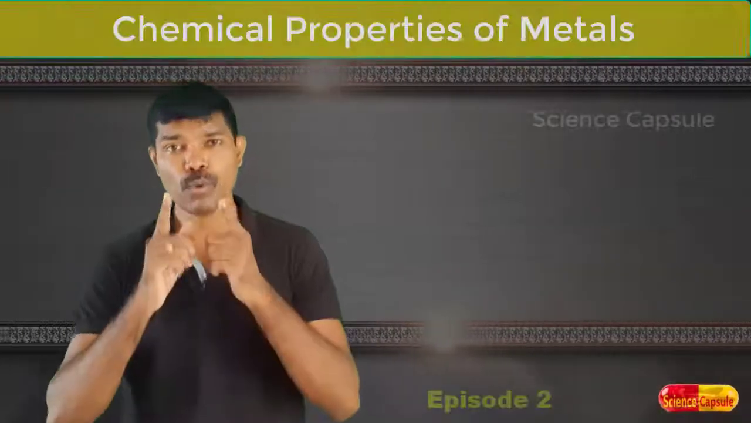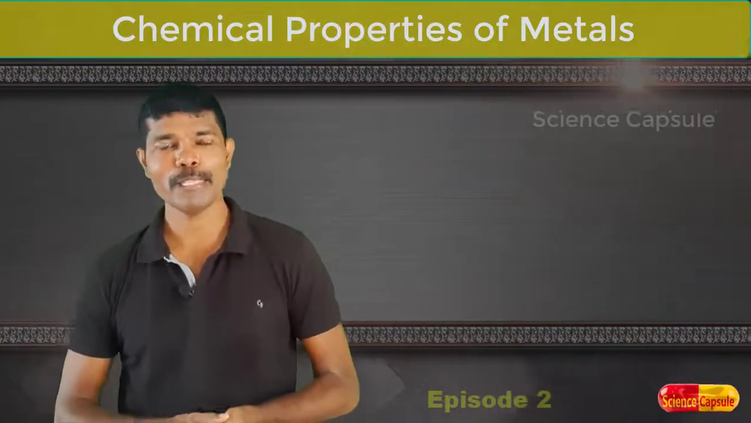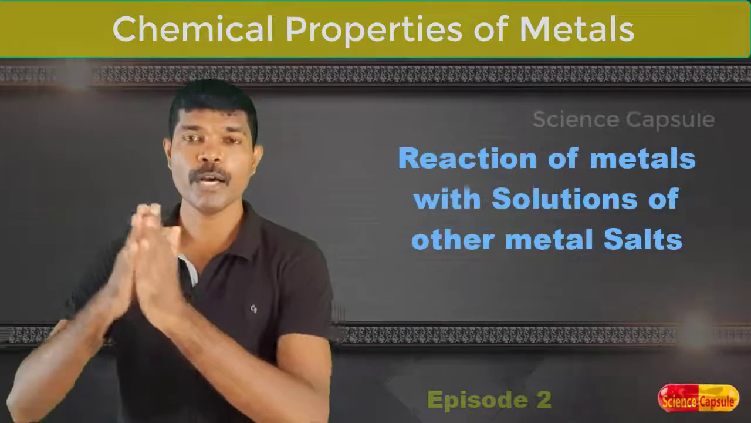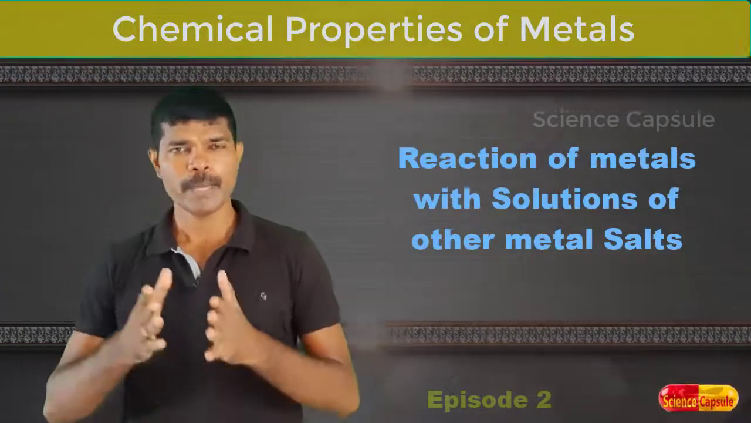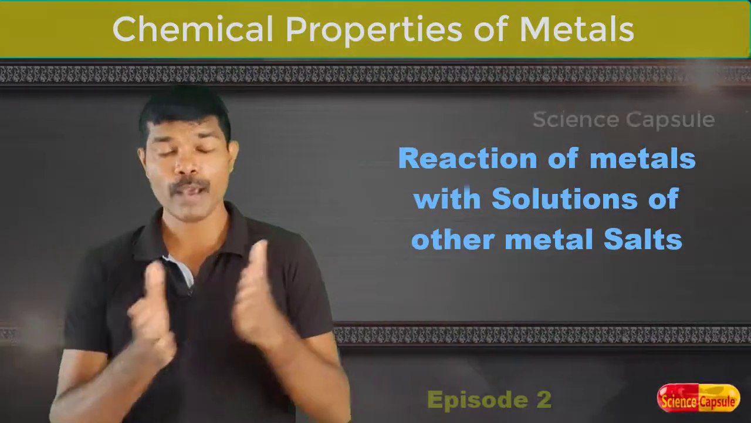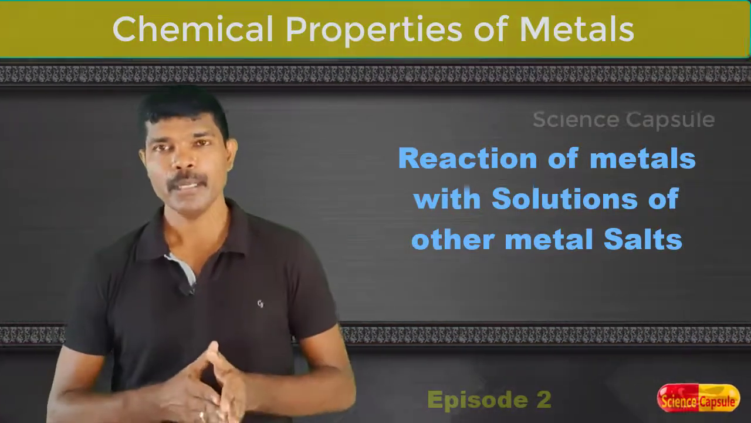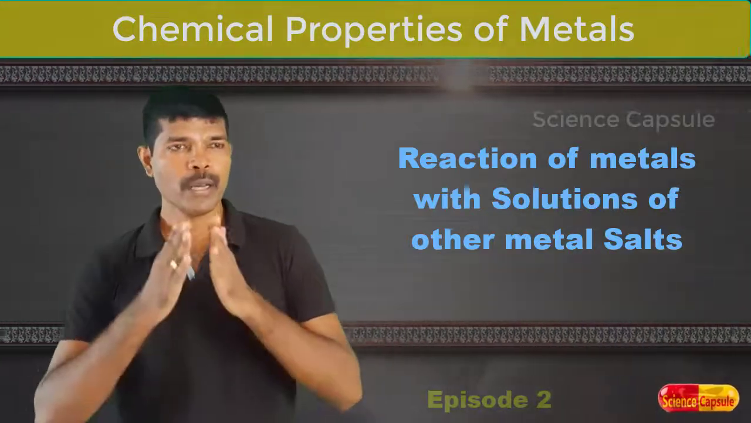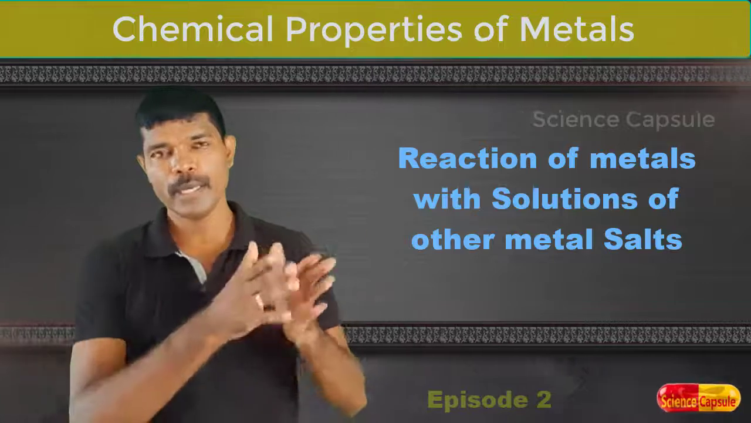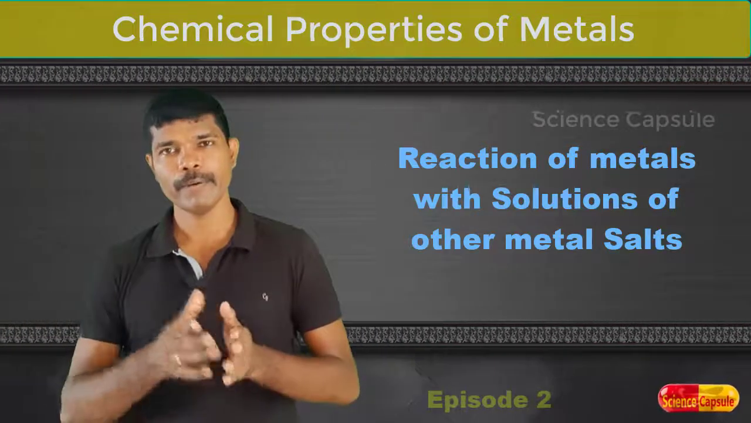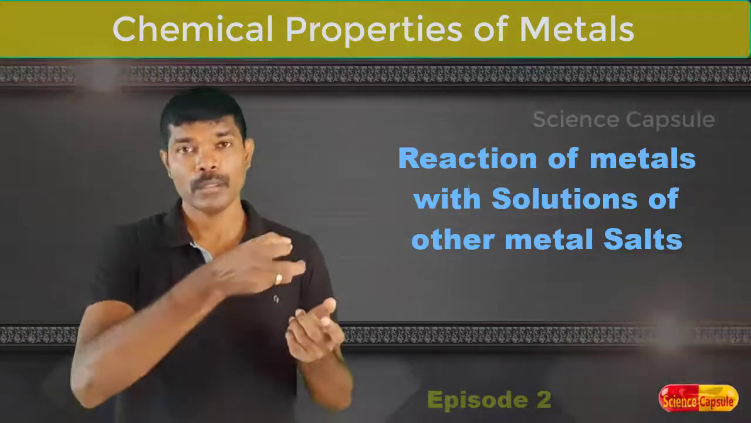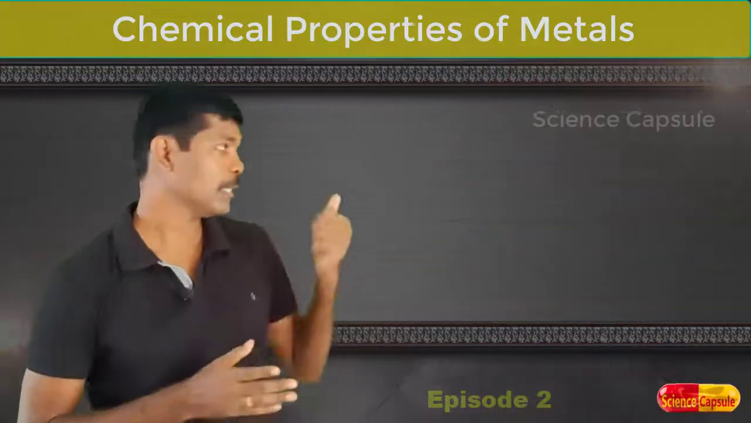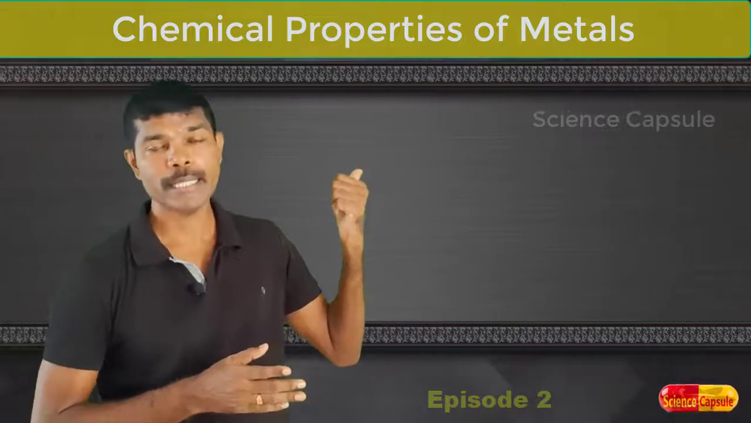The fourth and most important chemical property of metals is what happens when metals react with solutions of other metal salts. This type of chemical reaction we have seen already in the first chapter, that is displacement reaction, right? So when a reactive metal is put in another metal salt solution, the kind of displacement reaction which we have already seen will take place.